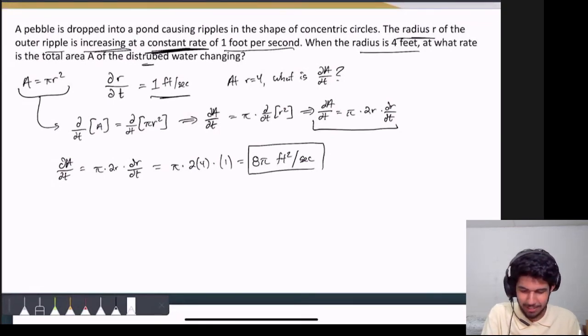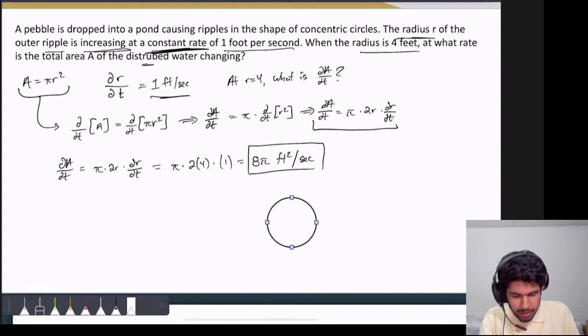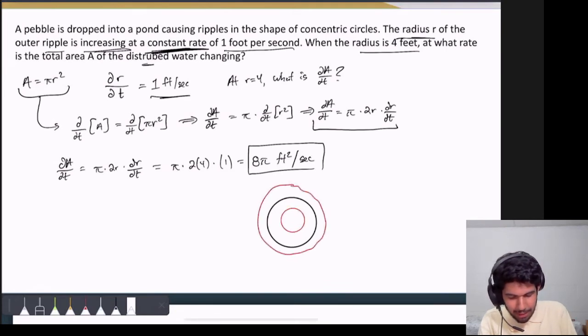Let me see if I can think of an example here. Here's one way of thinking about it, right? So let's say the ripple has the radius of 4 feet, and let's just look 1 second before it, when the radius is 3 feet, and 1 second after it. Oh wow, why is that terrible?